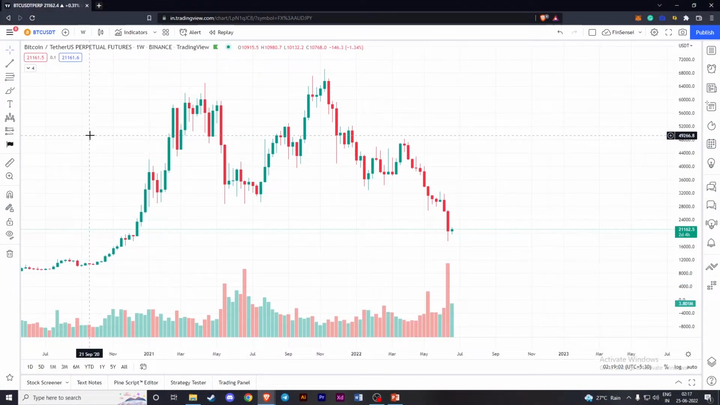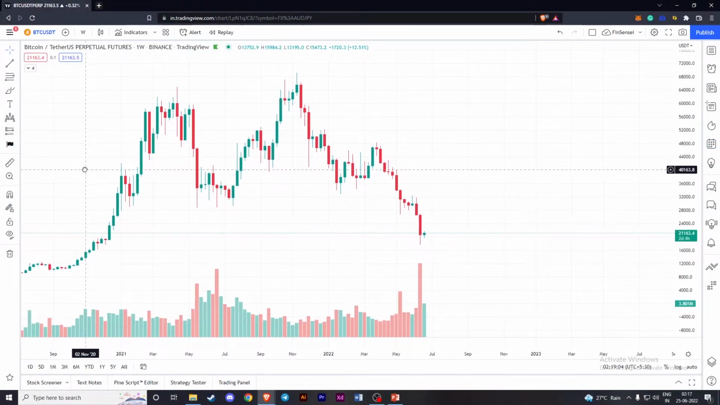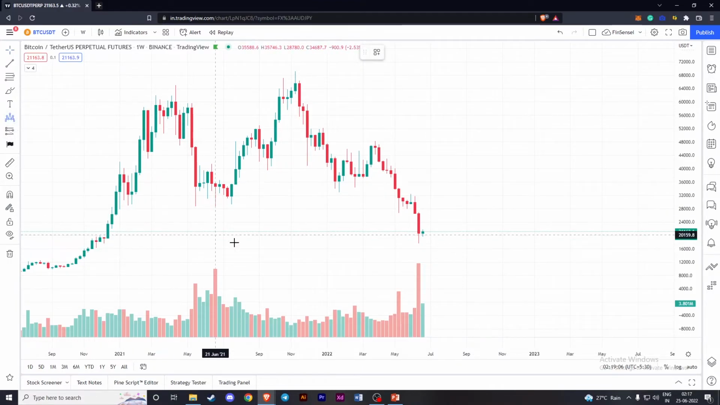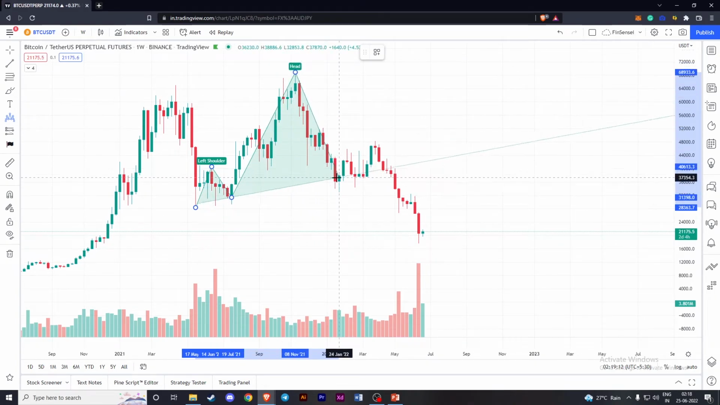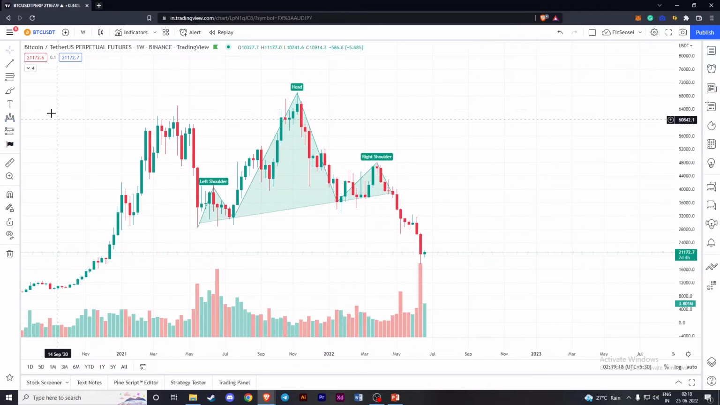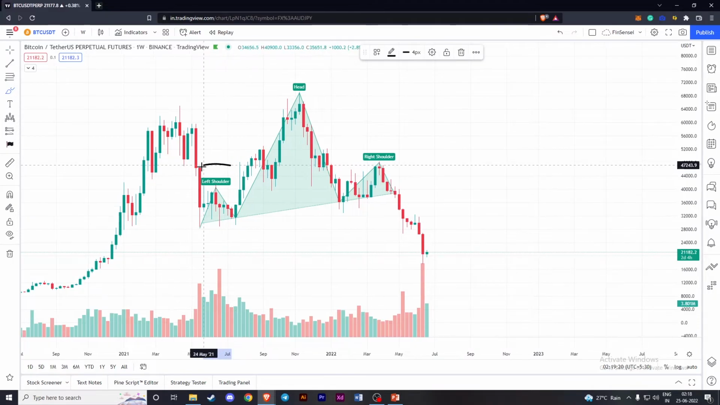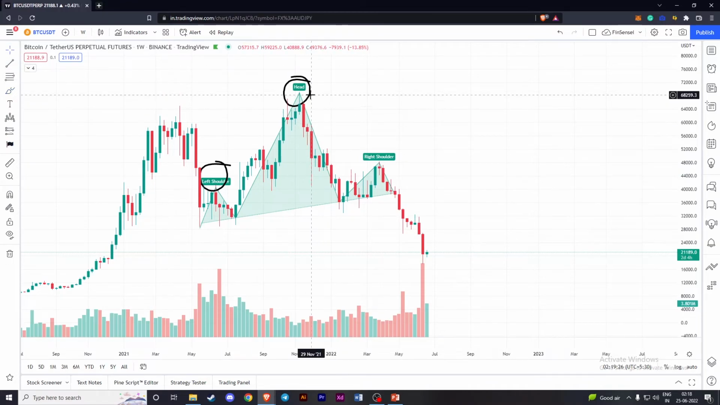So here we have the Bitcoin versus Tether chart on a weekly time frame. Here we can spot a head and shoulder pattern. I will just draw it for you guys. The tool I am using is from the TradingView platform. So right there, here we can see this is the left shoulder, this is the head, and this is the right shoulder, as we talked about in the video.